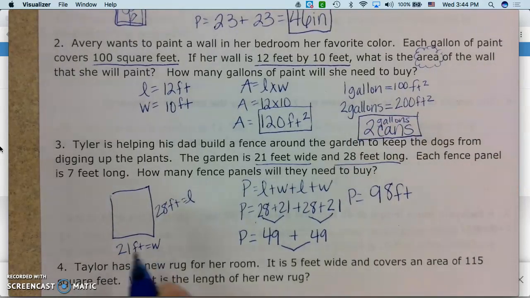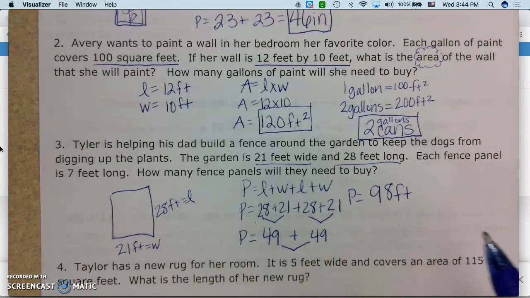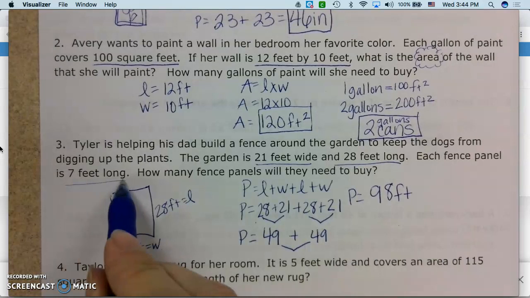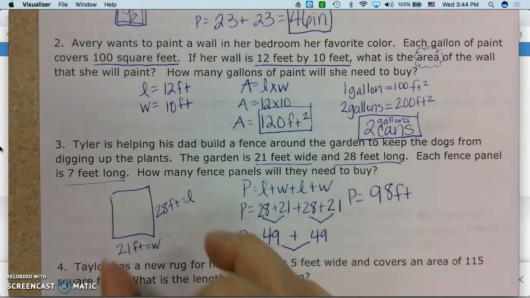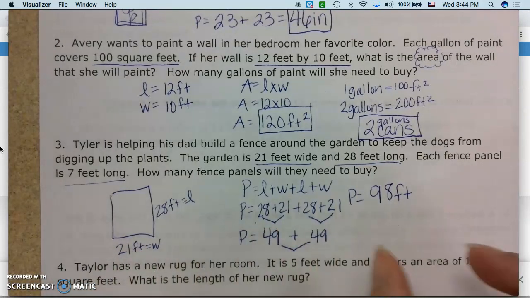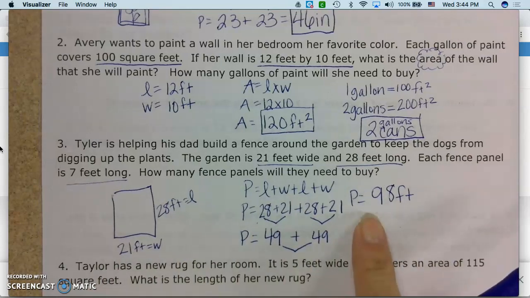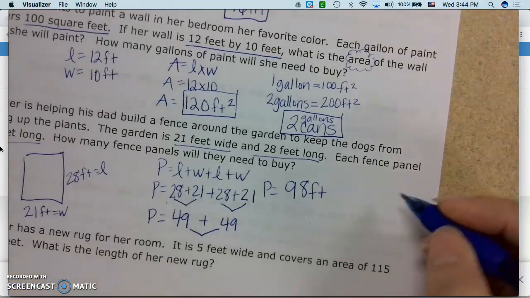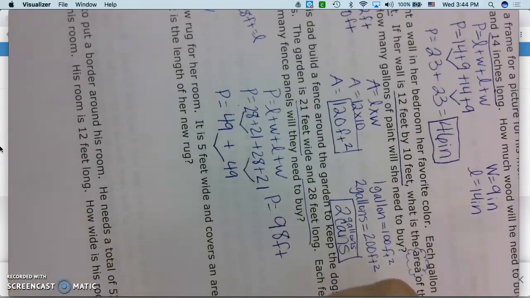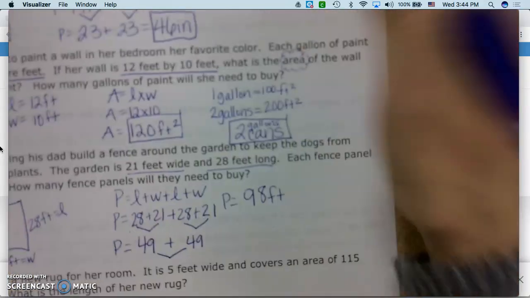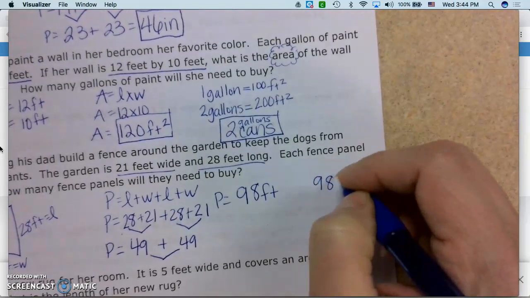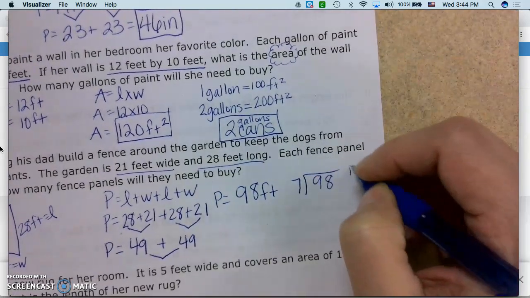But the question asks me how many fence panels will they need to buy? Well, each fence panel is 7 feet long, and I need 98 feet. So how many times do I need 7 feet to get to 98 feet? So I need to divide. If you don't have enough room to divide going down, you can always turn your paper sideways and write your problem, and it'll give you a little bit more space. I think I can fit 98 divided by 7 right here. So I'm going to use my same steps.